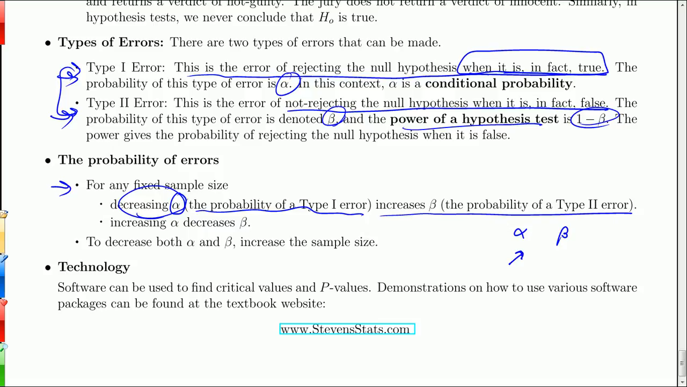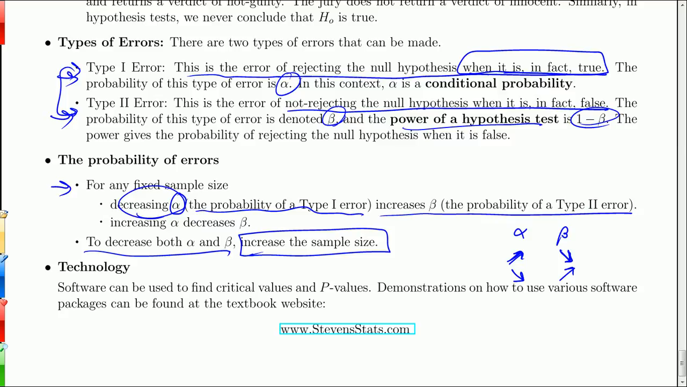If you increase alpha, you have the less likelihood of a type 2 error, right? So if you increase the probability of a type 1, it decreases the probability of a type 2. If you decrease the probability of a type 1, it increases the probability of a type 2. Well, there's really no way around that. The only thing to do is increase the sample size. If you increase the sample size, it will decrease both probabilities of the two different types of errors.